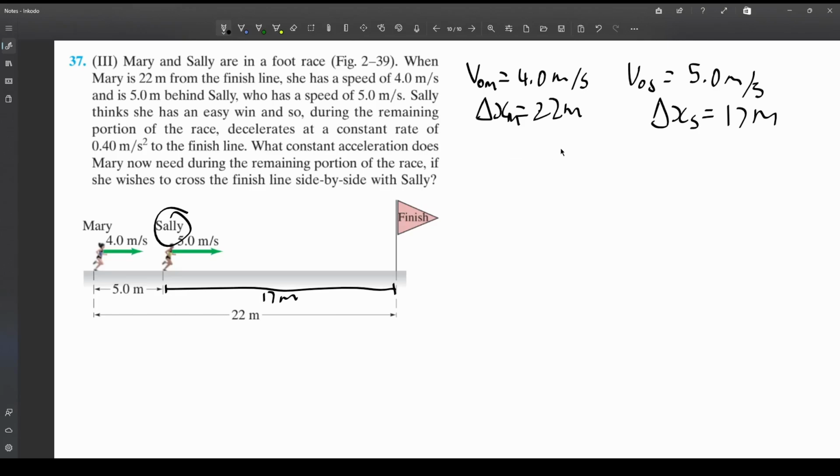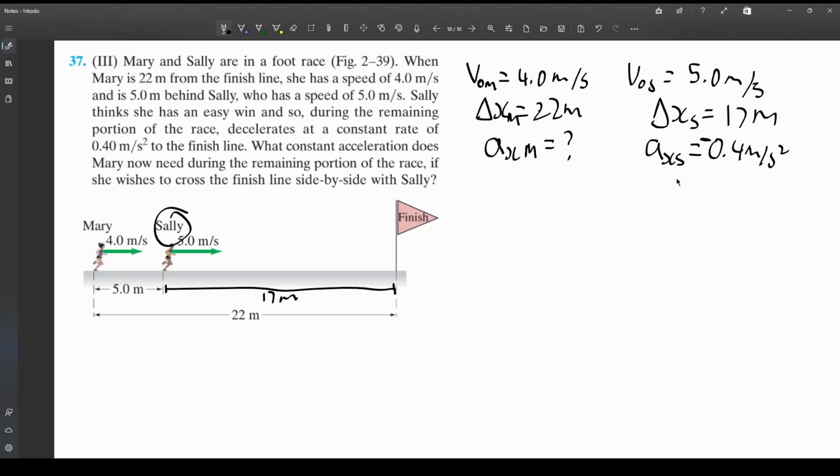Then we also know that Sally is decelerating at 0.4 meters per second squared. So this would be negative because she's decelerating. And we're here to solve for Mary's acceleration, so let's put that as the unknown.